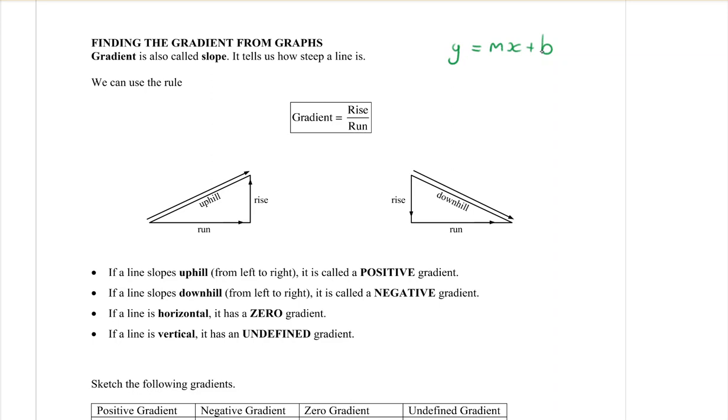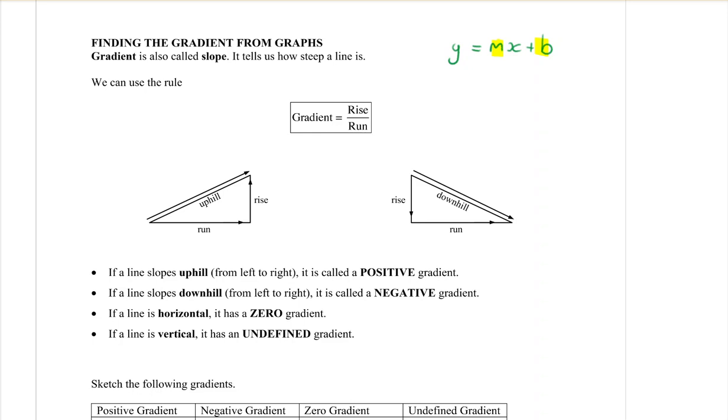I did mention briefly that the letter m and the letter b were the two numbers that we had to find from the table. M was how much the y values were going up. Does that sound familiar now? And the b was the number that was underneath the 0 when x is equal to 0. We're going to spend a little bit more time looking at that m. The m represents the slope of a straight line.